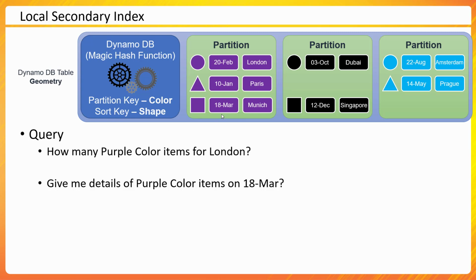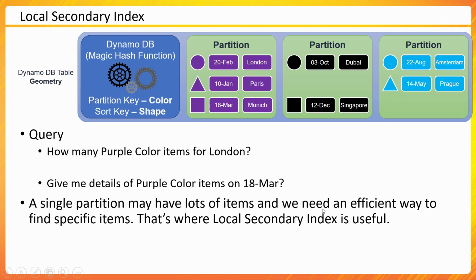Why is it happening? Because one single partition may have lots of items, and we need an efficient way to find a specific item. That is where local secondary index is useful. Its name is local secondary index, LSI. LSI is specific only to that partition, and that's why it is called local, right? It gives you the ability to search or index data within the same partition, and this cannot be changed after table creation.